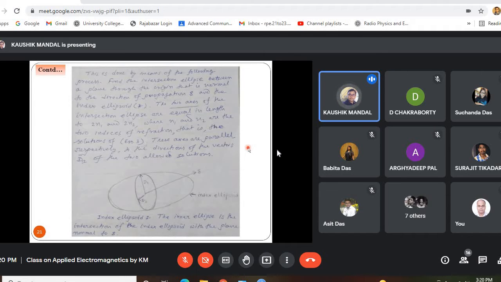So I think now it is clear to all of you regarding the index ellipsoid and its applications. Now with this basic discussion, we are moving to the classification of the anisotropic media.